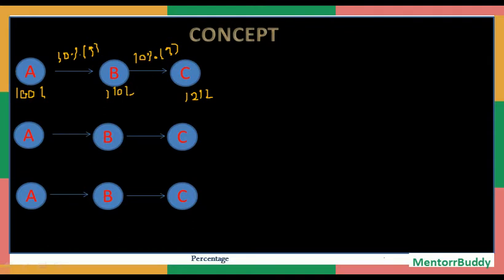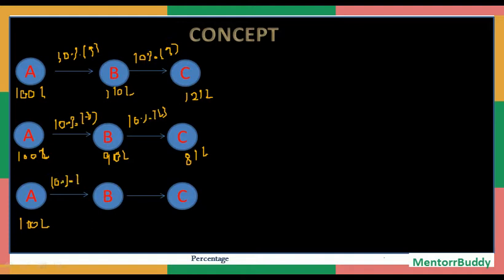Another case, let's say this is again a 100 lakh property. First A sells it at a decrement of 10% to B. So for B, it will cost a decrement of 10% on 100 lakh, which is 10 lakh, so it equals 90 lakh. And further B sells it at a further 10% loss, so for C, it will cost 81 lakh.